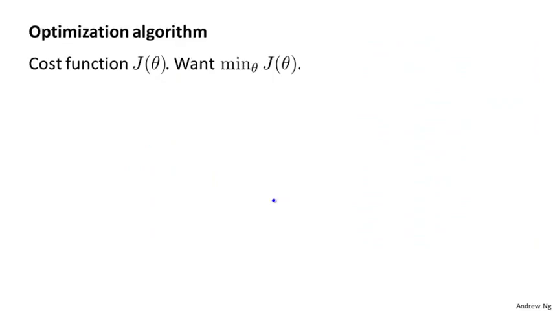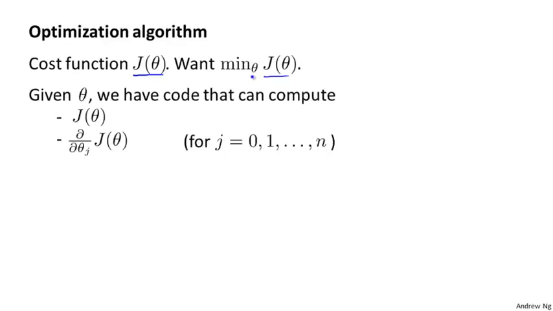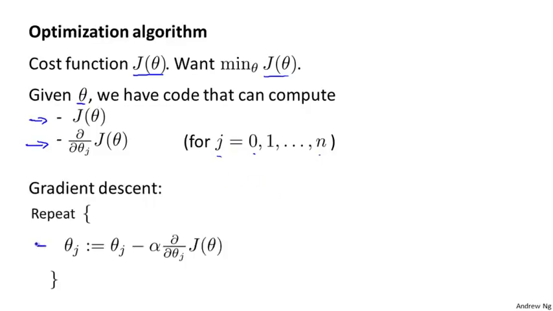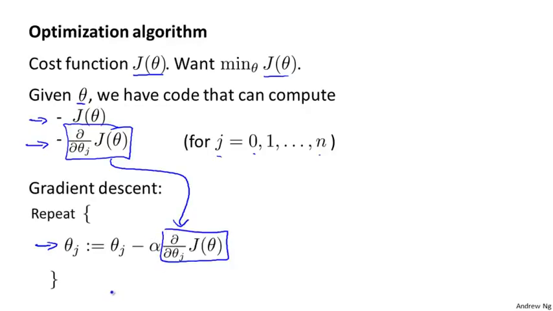Here's an alternative view of what gradient descent is doing. We have some cost function J, and we want to minimize it. So what we need to do is write code that can take as input the parameters theta, and that can compute two things: J of theta and these partial derivative terms for j equals 0, 1, up to n. Given code that can do these two things, gradient descent repeatedly performs the following update. Given the code that we wrote to compute these partial derivatives, gradient descent plugs them in here and uses that to update our parameters theta.